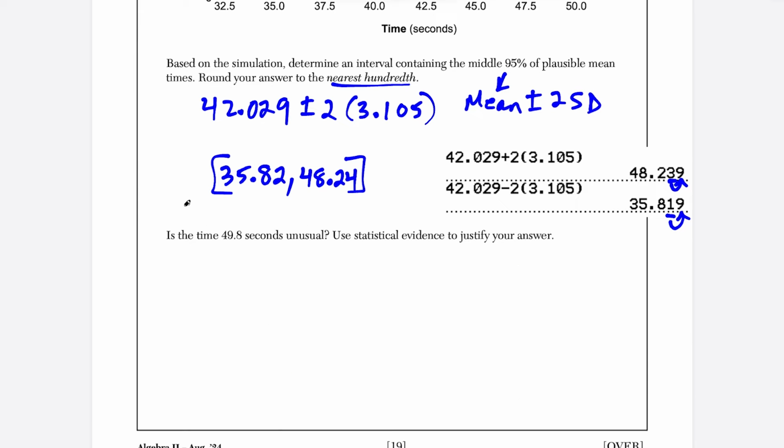So now for the last part, is the time 49.8 seconds unusual? And we have to use statistical evidence to justify our answer. So if you want to determine if something is reasonable or unusual, you have to see if it falls within the middle 95% interval. So we look at 49.8, and this is not on this interval. 49.8 is greater than 48.24. So it's not in the interval, so that tells us that this time is unusual.